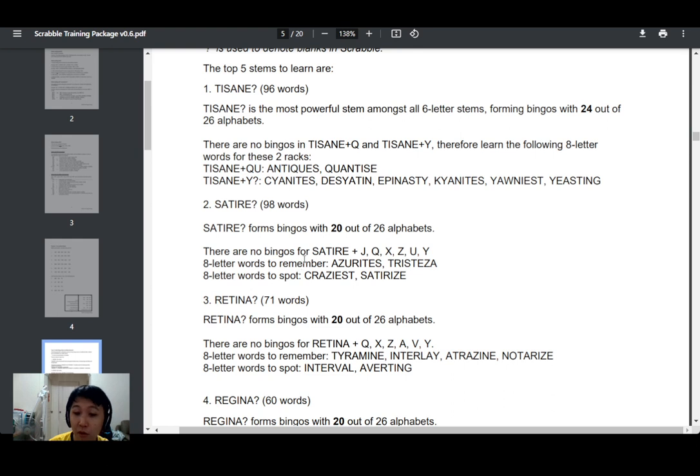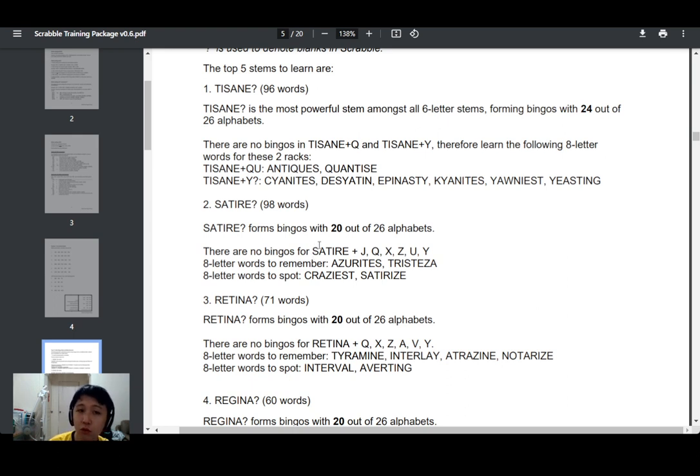Notice I separate them out. I expect you all to be able to spot patterns like IEST. So an example is craziest. And occasionally, if you have the chance to pick up an IZE suffix, maybe you can see satirize. So satire, 98 words.